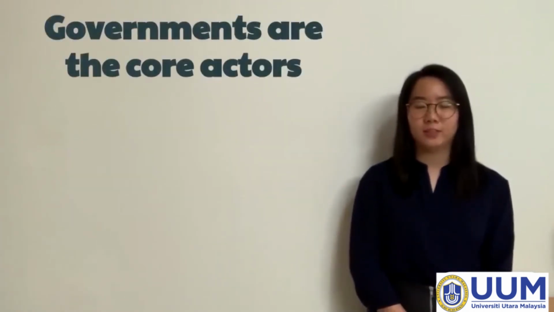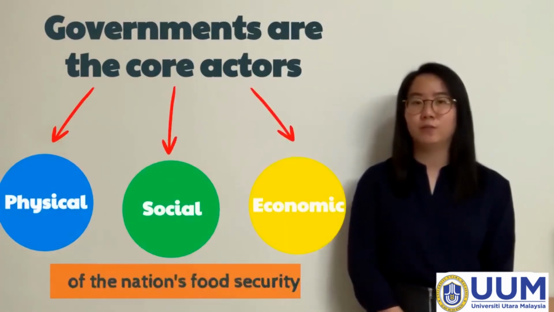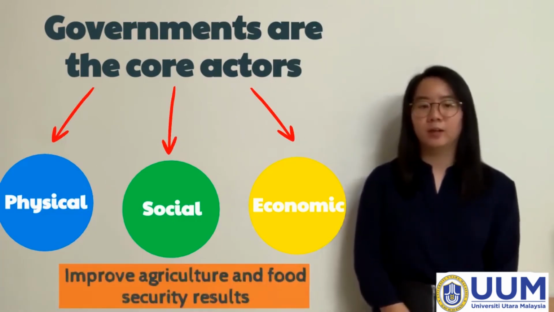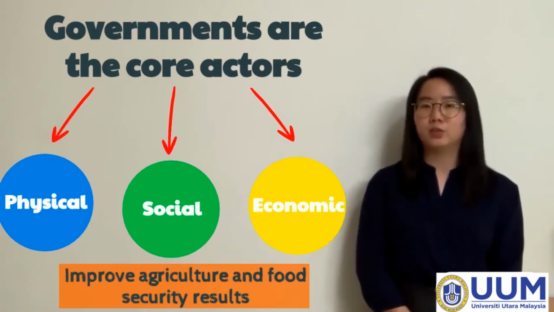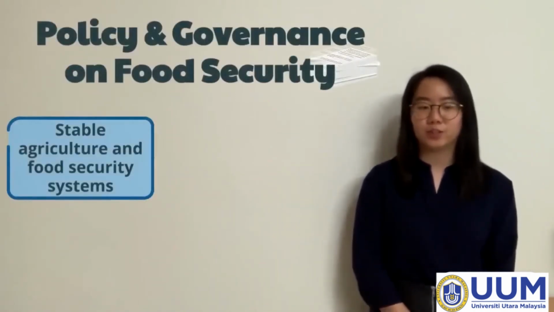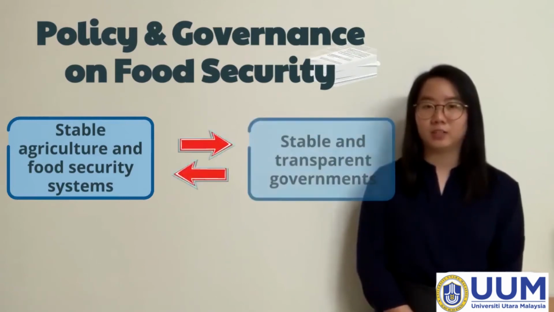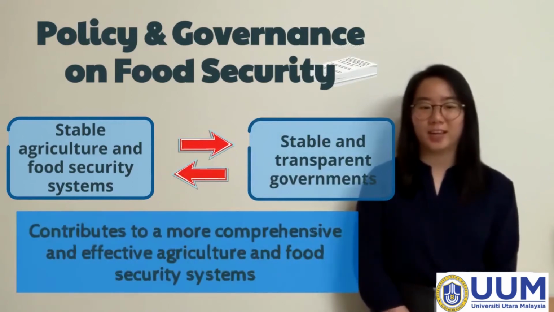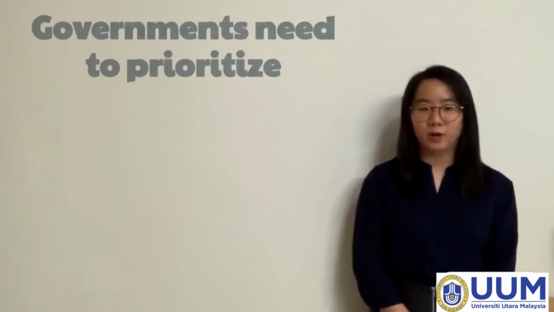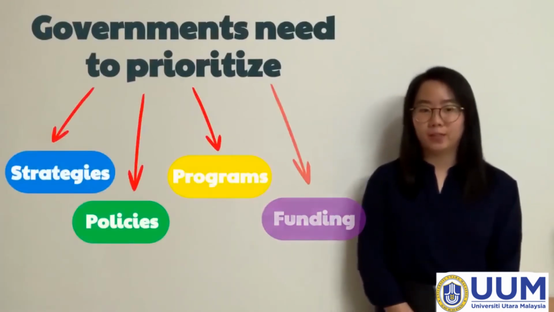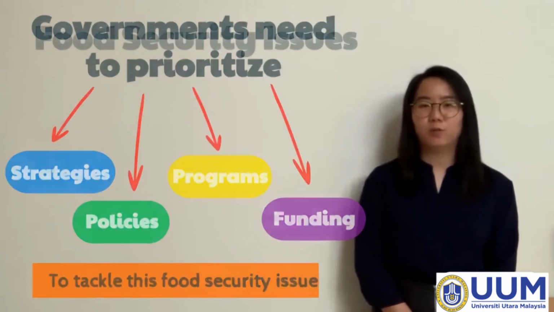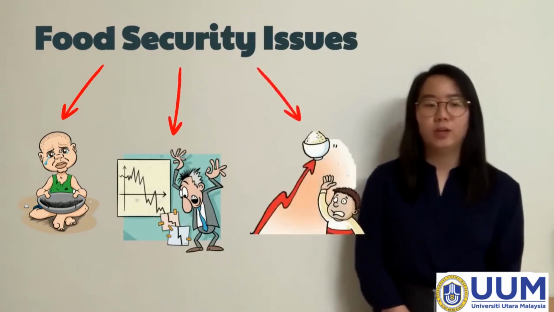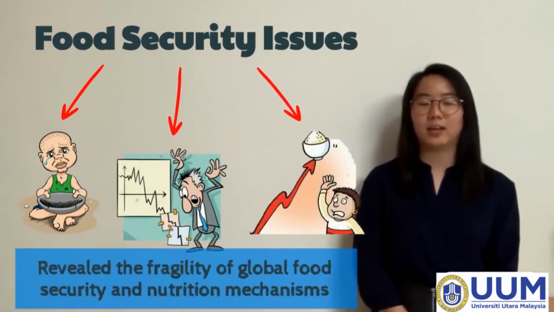Governments are the core actors in the physical, social, and economic aspects of a nation's food security. Consequently, any attempts to improve agriculture and food security results must also consider the role of governments, for it is a two-way relationship, as stable agriculture and food security systems can help to establish stable and transparent governance. This, in turn, contributes to a more comprehensive and effective agriculture and food security system. Governments need to prioritize strategies, policies, programs, and funding to tackle this food security issue. The issue of widespread hunger and, more recently, the economic crisis and excessive food price instability has truly revealed the fragility of global food security and nutrition mechanisms.